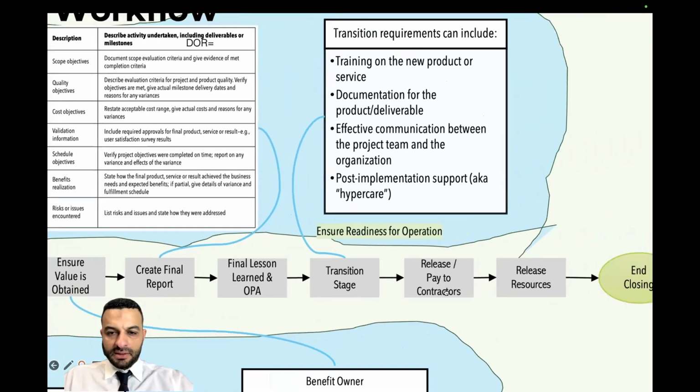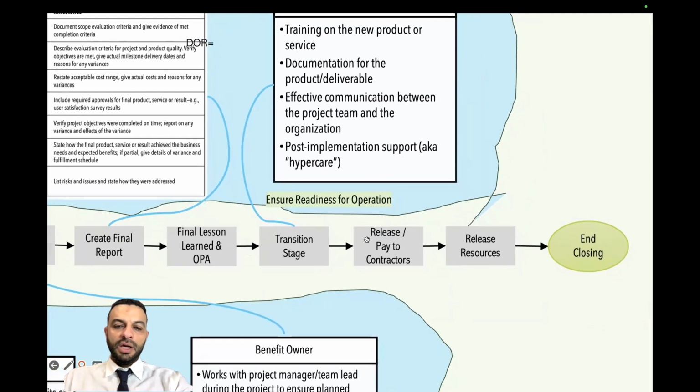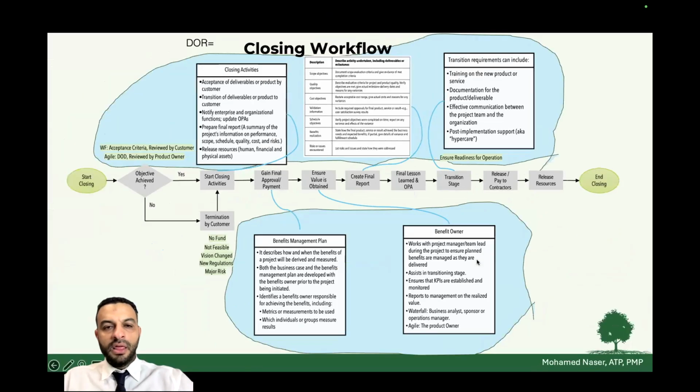Then, in case you have a transition stage, you do things like training, documentation you provide, or certain communication with the team that will come after you, or post implementation, or hypercare, or support. In agile, they name it the support stage, or the warranty stage in waterfall. And then you release and pay the contractors and vendors, and after that you release the resources, and then the closure phase is accomplished.